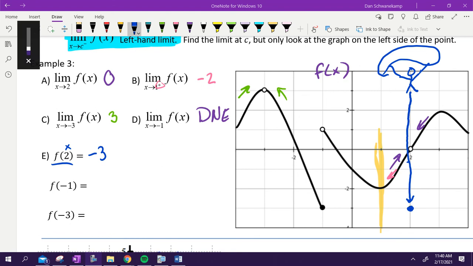F of -1. Show me with your fingers. What do you think f of -1 is going to be? F of -1 is going to be -3, because if I jumped in here at -1, I'm going to keep going, boom, until I fall right there, and I'm going to land at -3.